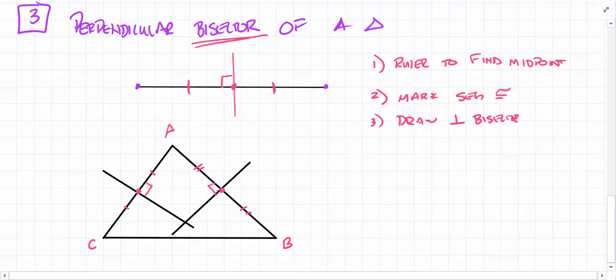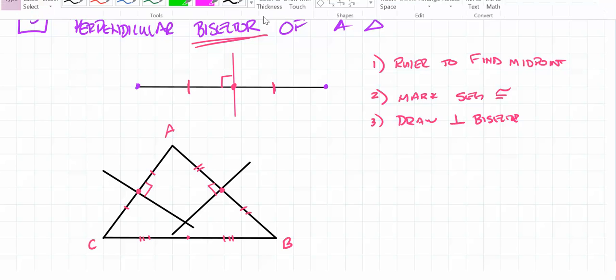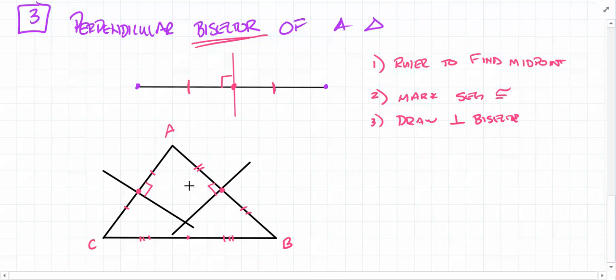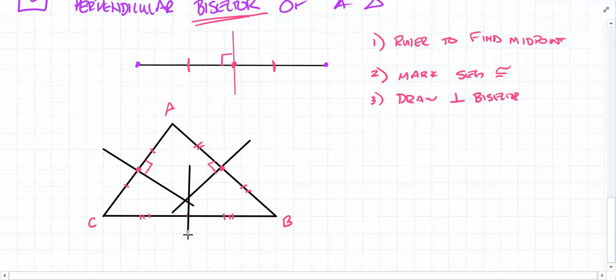And then same thing again. For this one, find BC. I'm guessing it's right about there. Mark my segments congruent. 1, 2, 3. 1, 2, 3. And then draw the perpendicular bisector. And if you do it right, which I was close, they should all meet in one point again. So that's a perpendicular bisector. They have to meet inside the triangle.